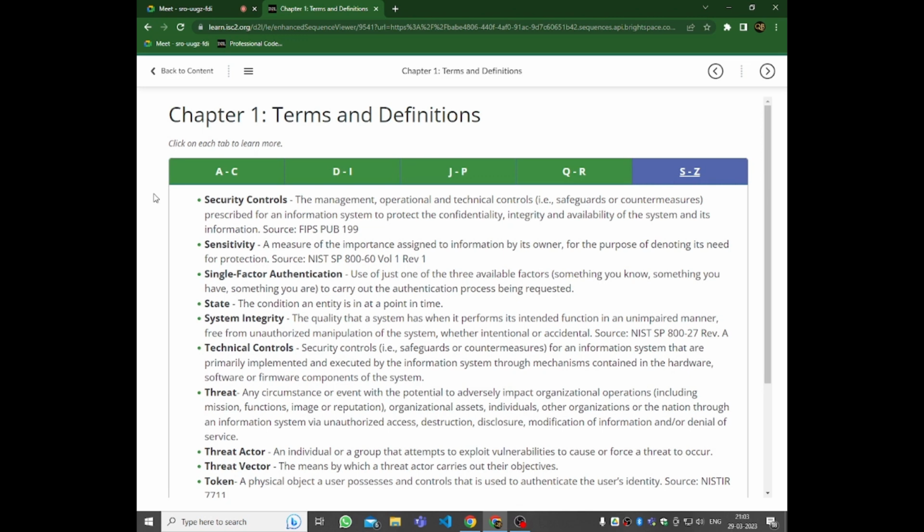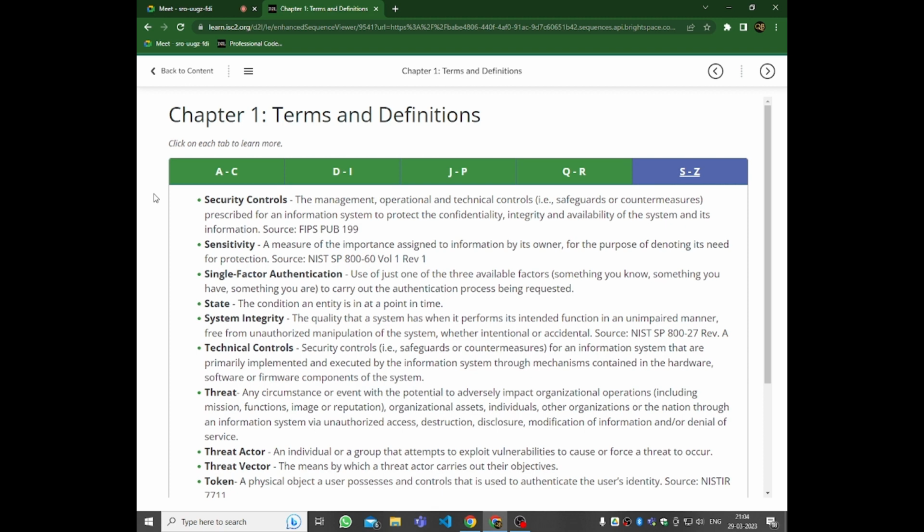Sensitivity, a measure of the importance assigned to information by its owner for the purpose of denoting its need for protection. Next is single factor authentication, use of just one of the three available factors, something you know, something you have, something you are, to carry out the authentication process being requested. Next is state, the condition an entity is in at a point in time.